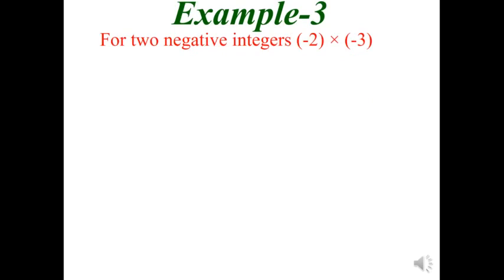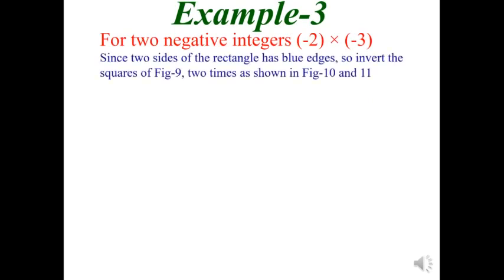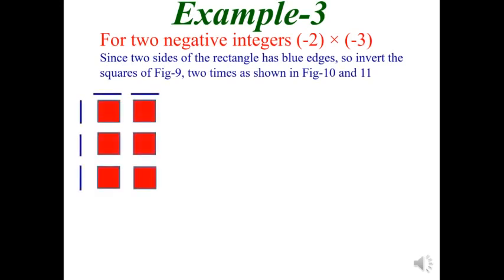So here we have to multiply two negative integers, -2 and -3. Since two sides of the rectangle have blue edges like this, in figure 9, that means it represents negative. So two negative integers we have to multiply. So here we have to invert the squares two times.